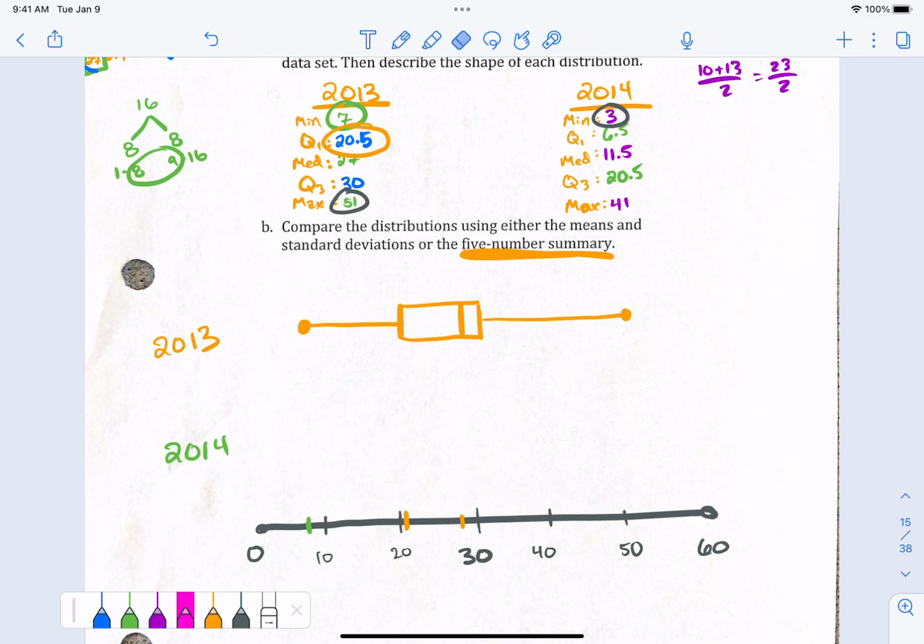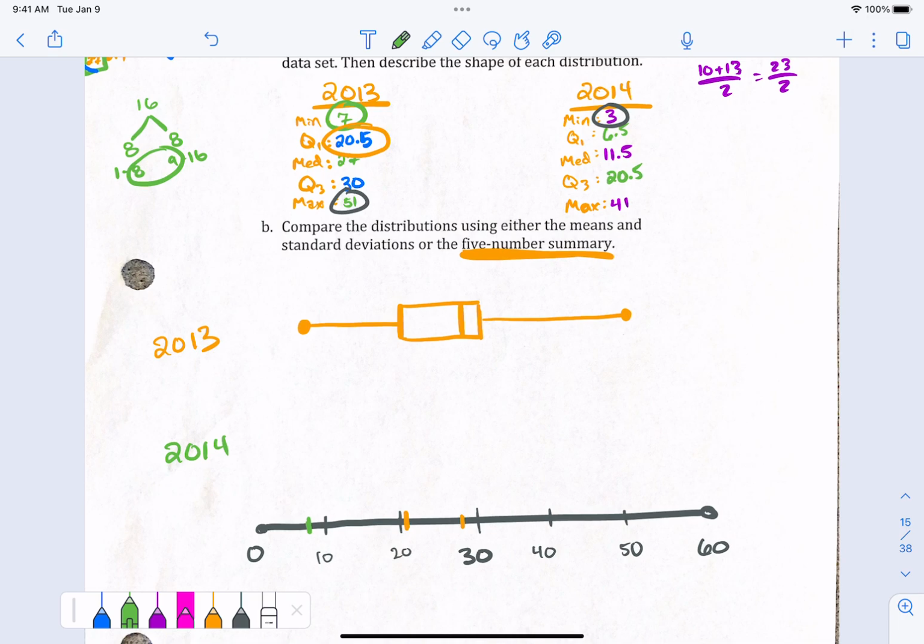Now, because we're using the same ruler for 2014, we're going to put 2014 right below it. And then we can compare the two, right? It makes that comparison really easy. 2014. Am I going too fast? No? It's fine.